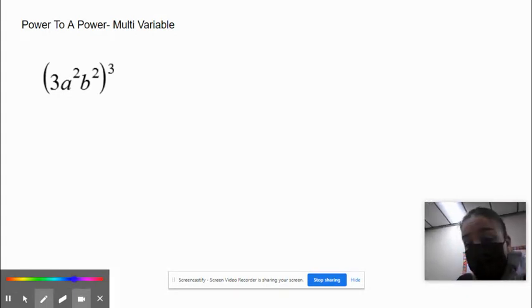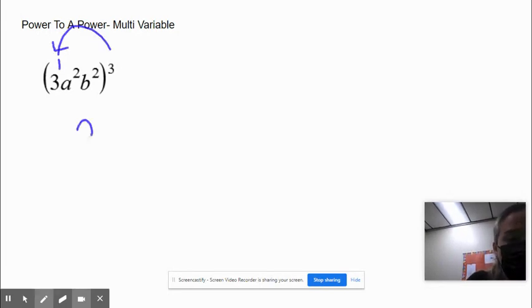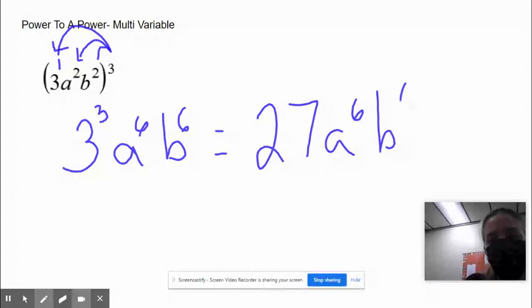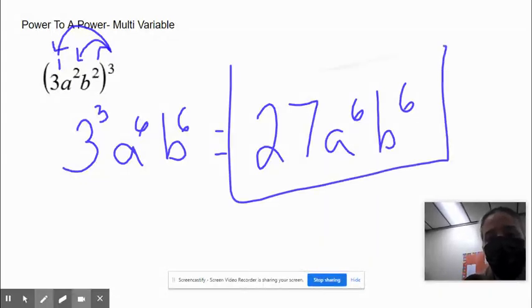All right, now we have multiple variables. So this becomes 3, right? And then 3 times 1 is 3. 3 times 2 is 6. Again, 3 times 2 is 6. And 3 to the third power, like I talked about before, is 27. And that's your final answer.